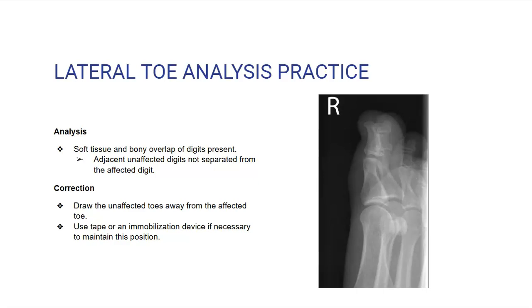The adjacent unaffected digits are not separated from the affected toe, leading to excessive superimposition. In order for us to correct this, we need to draw the unaffected toes away from the affected toe to eliminate overlap and ensure clear visualization of the targeted toe. We should use tape or any type of immobilization device if necessary to maintain that separation during exposure.